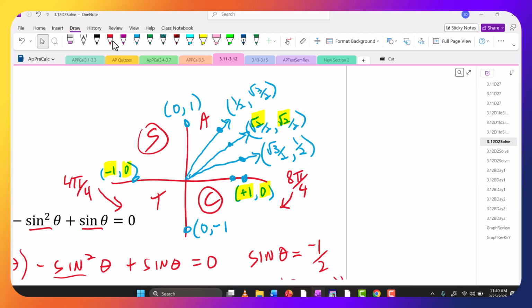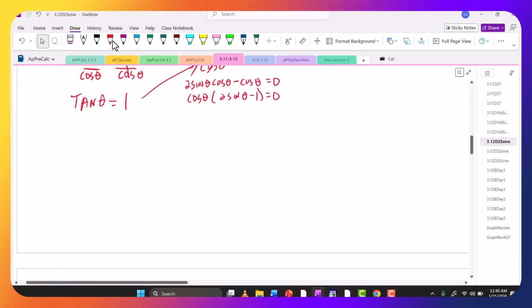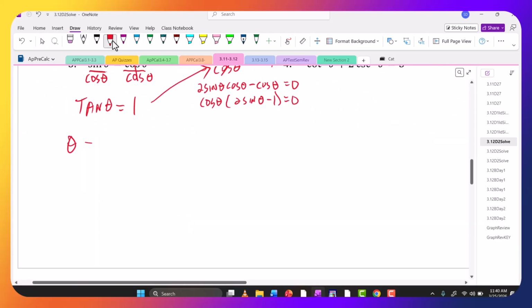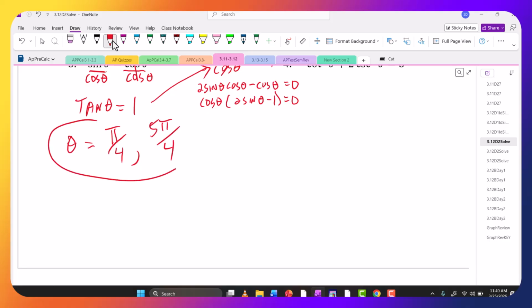Pi over 4. And then what other quadrants? Quadrant 3. That's 5 pi over 4. I actually had to think about that for a second. My brain was locked.